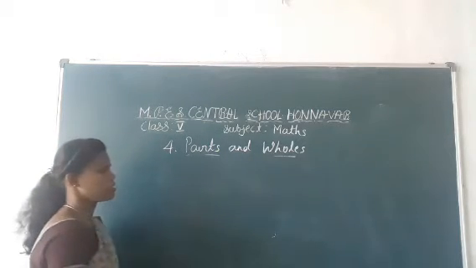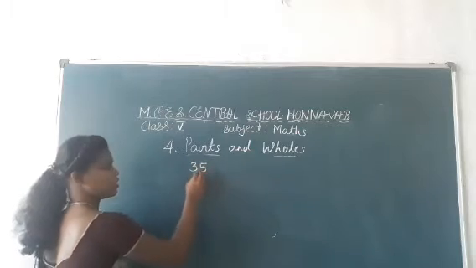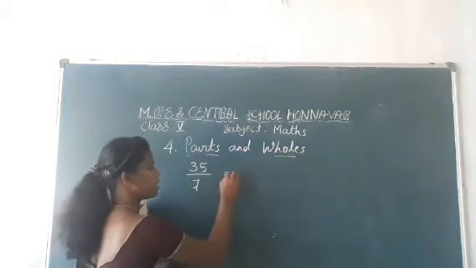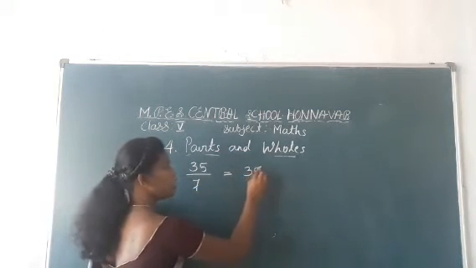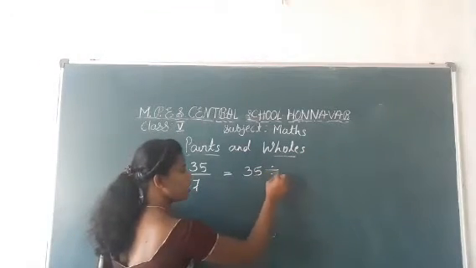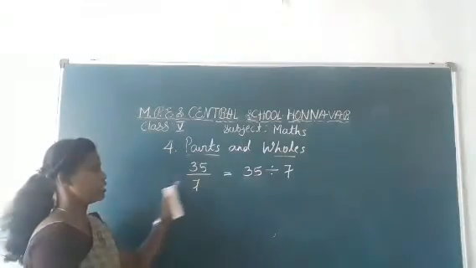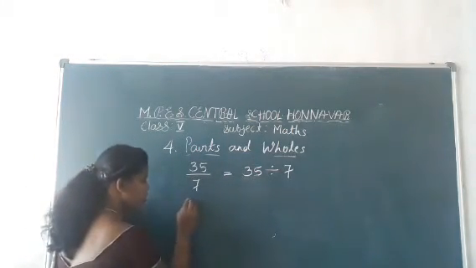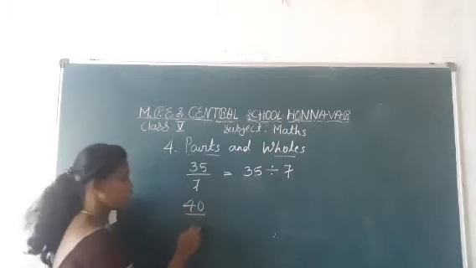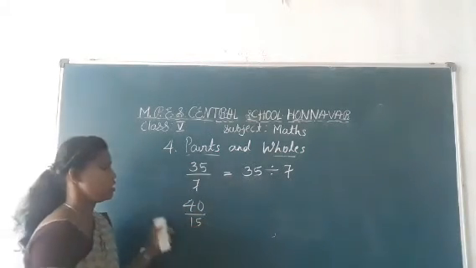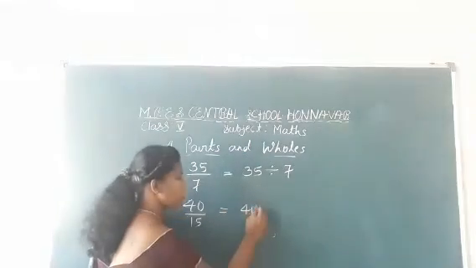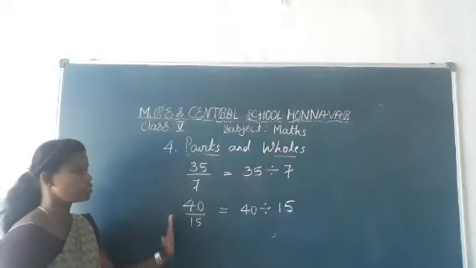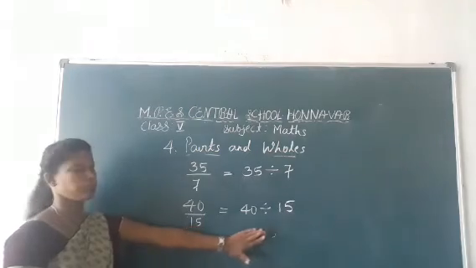You see some other examples. 35 divided by 7. It is one fraction form. We write in a division form, that is 35 divided by 7. Okay, it is the division form of 35 by 7. 40 by 15. Here we write it as 40 divided by 15. Like this way we write the fractions into division form. Okay.